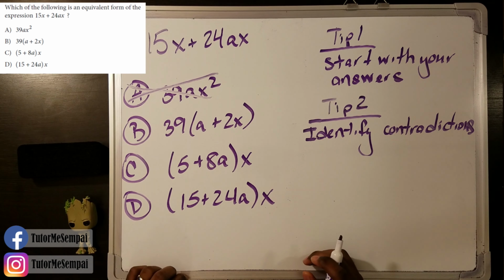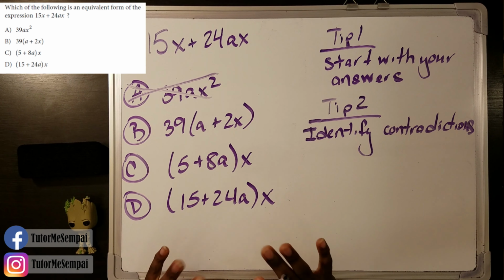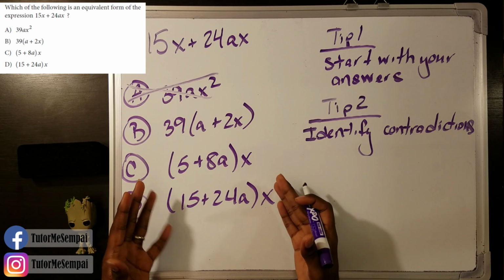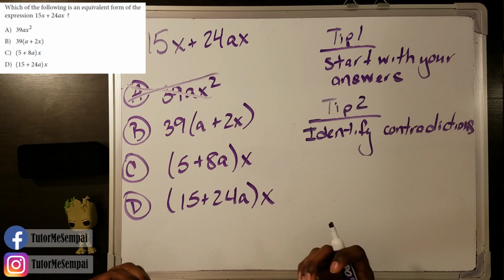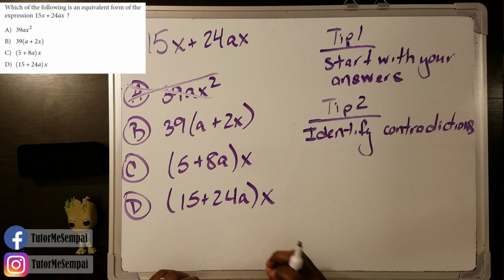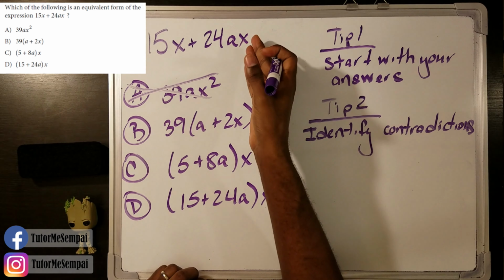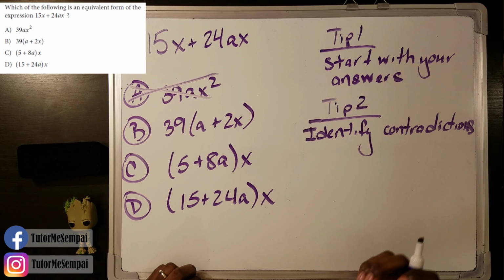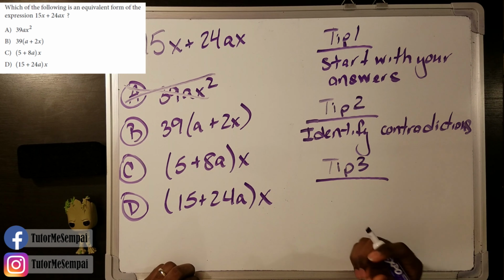Now we have these parentheses, which makes us think, hey, we're going to have to probably factor things out, right? But because we're starting with our answers, you're really going to distribute. And if you can distribute and get your question back, then you found your answer. However, now I got another tip for you. My third tip for you is start smart.